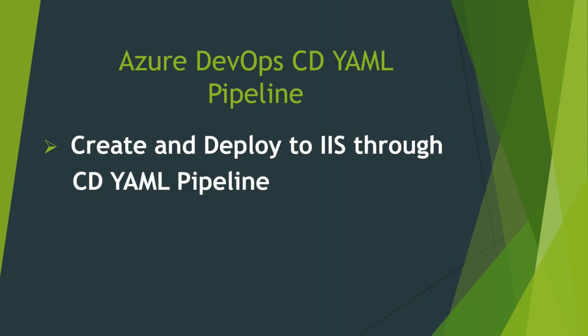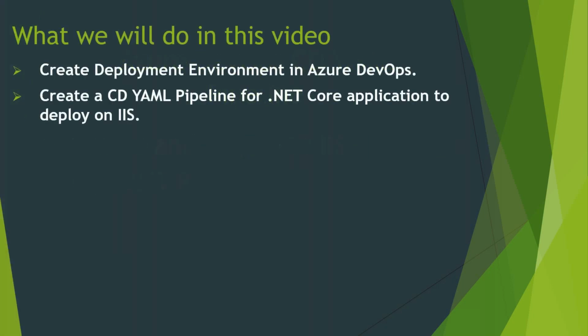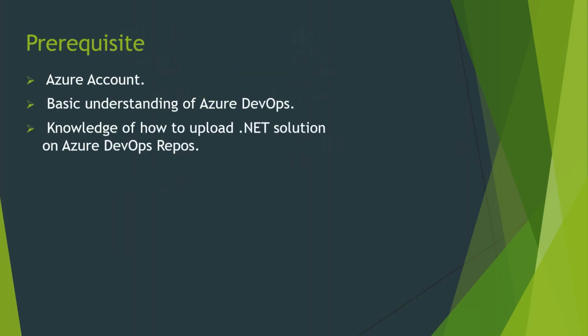Hi, in this video, we will see how to create a CI/CD pipeline to deploy a .NET Core application to IIS in Azure DevOps. So we will create a deployment environment in Azure DevOps and then create a CI/CD pipeline for a .NET Core web application and then deploy it on IIS. We will use a VM hosted on Azure for this. And these are some prerequisites.